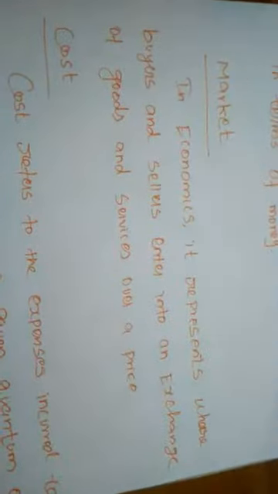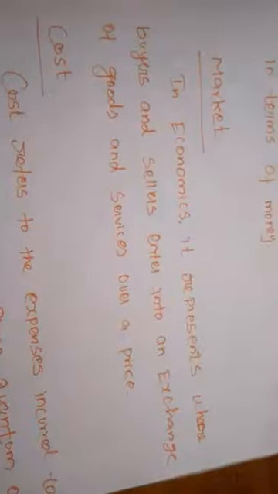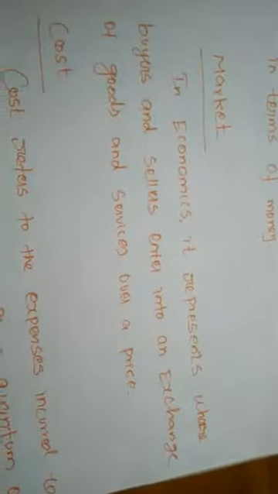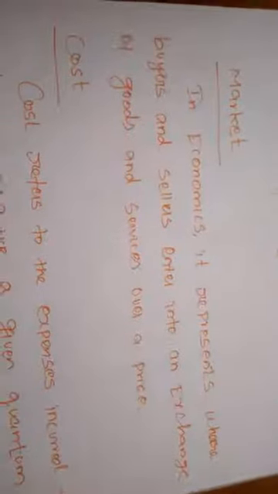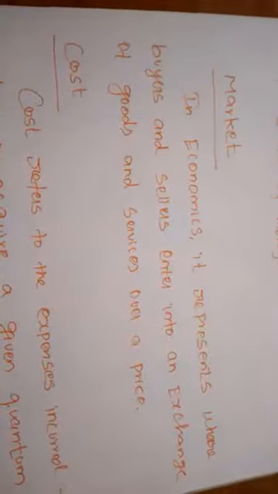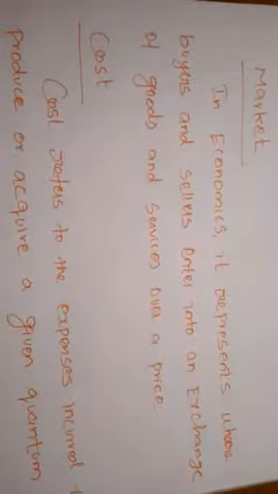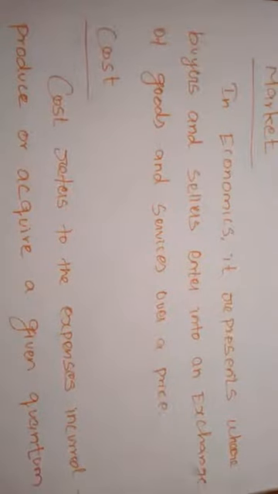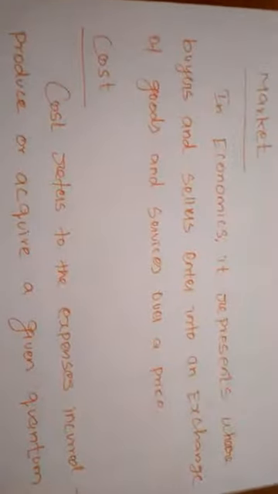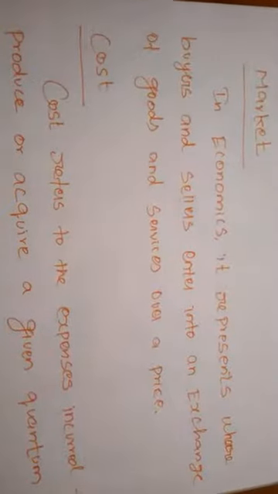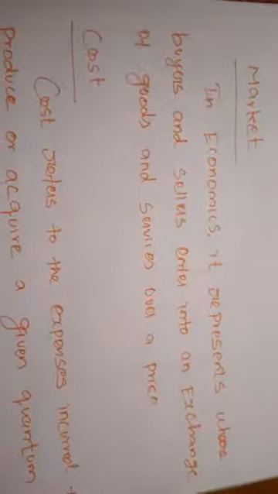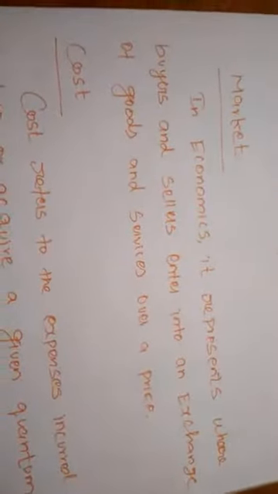Next, market. Normally we consider the market where the buyer and the seller exchange goods and services. Normally the market is considered as a place where buying and selling activity is undertaken. But in economics it represents where buyers and sellers enter into an exchange of goods and services over a price. By having a price, if the buyer and seller enter into the exchange of goods and services, that place is called a market. Even if there is no particular place, we can consider the phenomenon as a market.